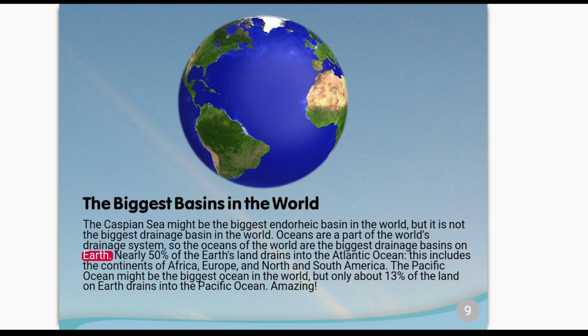Nearly 50% of the Earth's land drains into the Atlantic Ocean. This includes the continents of Africa, Europe, and North and South America. The Pacific Ocean might be the biggest ocean in the world, but only about 13% of the land on Earth drains into the Pacific Ocean. Amazing!